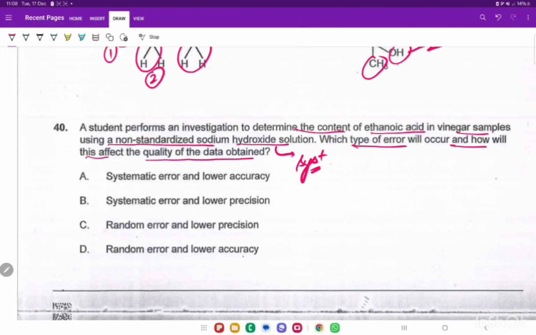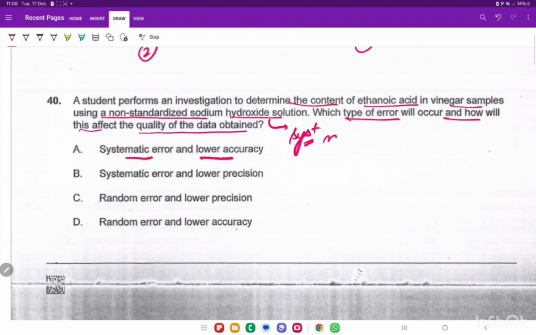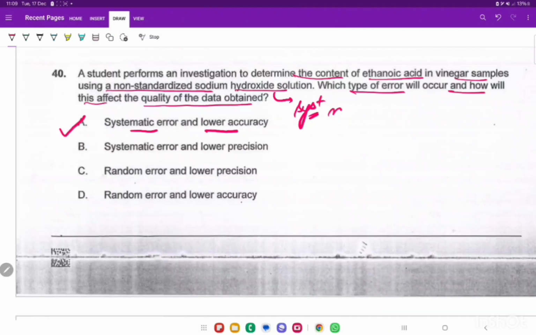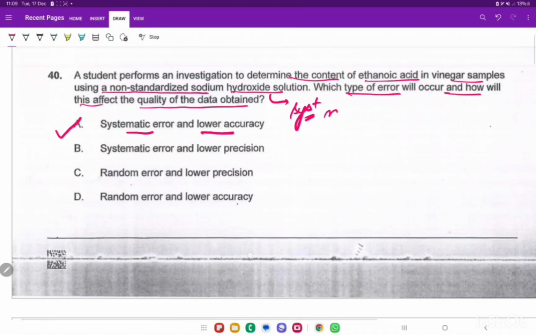Systematic errors will always be repeated. How will that affect the quality of the data? Since it is a systematic error, it will not give an accurate result. Thus, the answer should be a systematic error and low accuracy in the results. Question 40, answer A. So that's all about question number 40, and we have completed the paper.